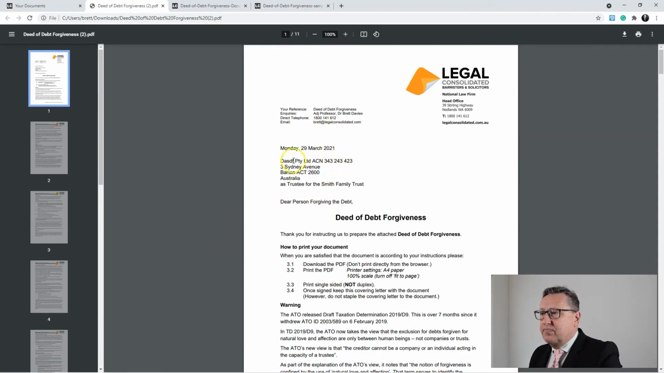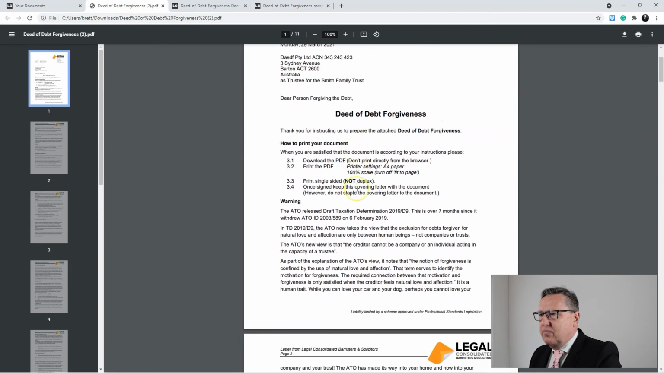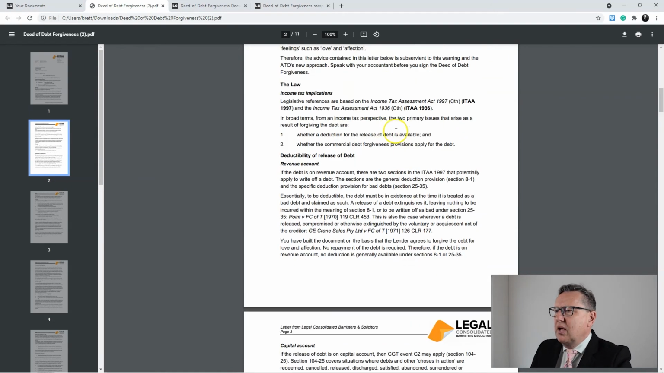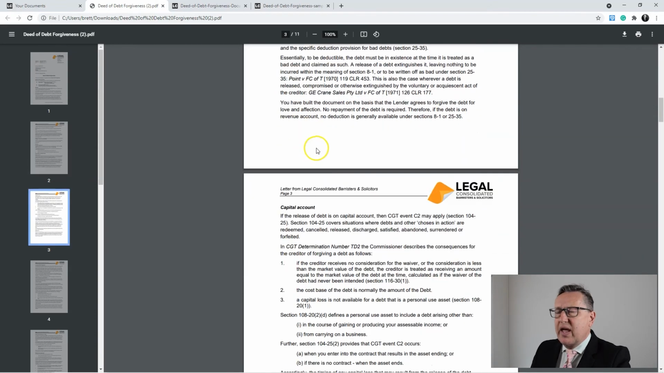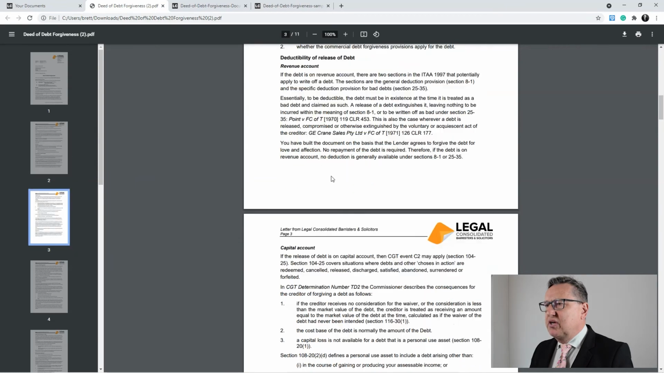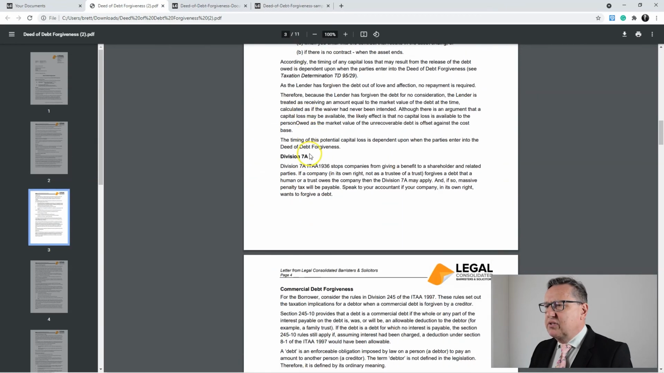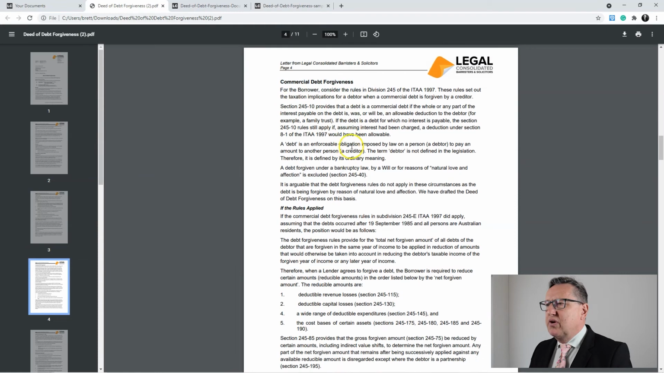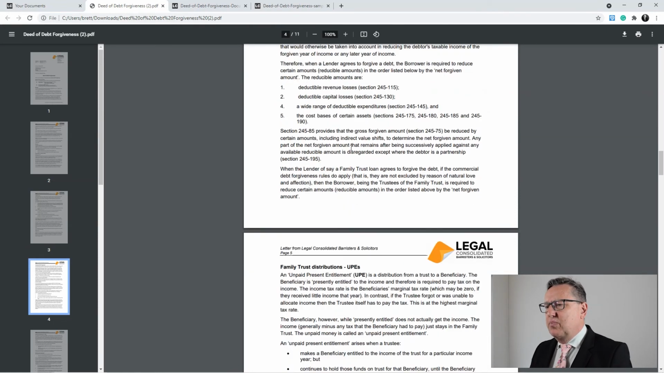So here it is. Law firm letterhead. There's the warning about the Australian Taxation Office's new decision. Here's the law that goes through the deductibility of release of debt on the revenue account. Your accountant would want all this information so they can pair up the tax returns and things based on this deed of debt forgiveness. Capital accounts, Division 7A again, that's when the company's owed money. And here's the rules as to commercial debt forgiveness. So it goes through all the rules and regulations of deductibility.